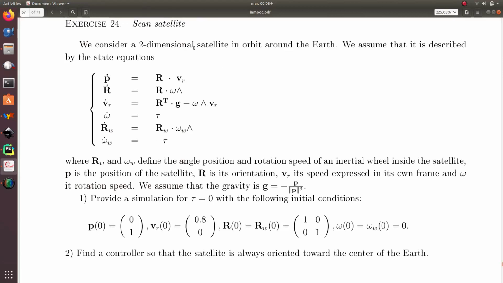We consider a two-dimensional satellite in orbit around the Earth, and the state equation for the satellite is given here. In this satellite there is an inertial wheel which allows us to orientate the satellite, and in this exercise we want the satellite to look toward the center of the Earth. The expression for the gravity is given here, where P is the position of the satellite.